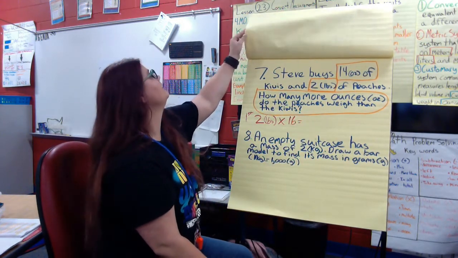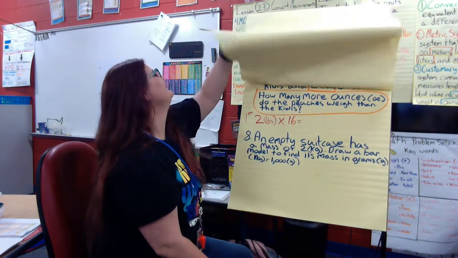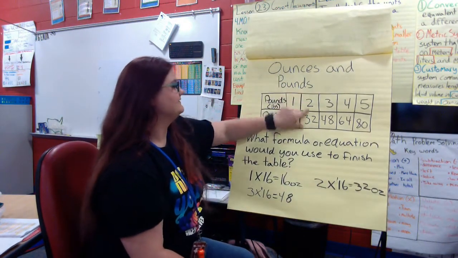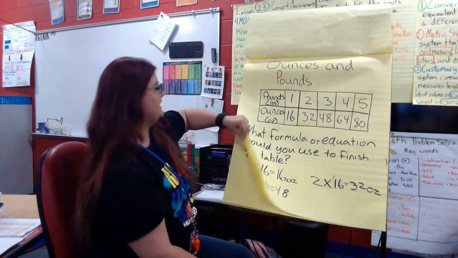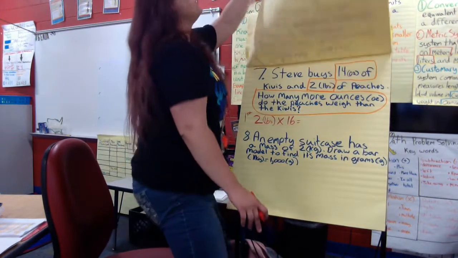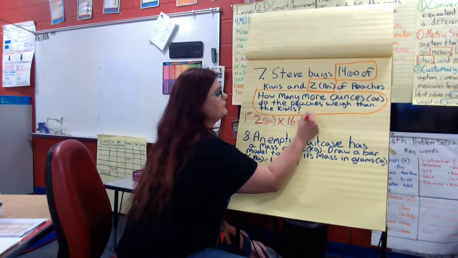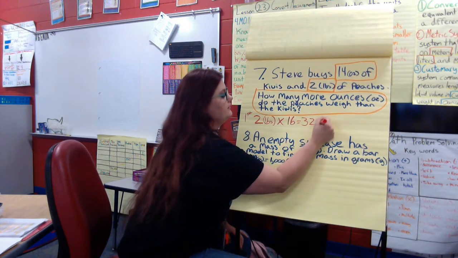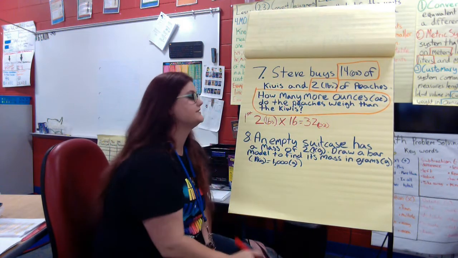Well, 2 times 16, or you could even look back at our conversion table. Let me see if I can find it. There we go. 2 pounds is the same as 32 ounces. So I didn't even really have to do any math, because I wrote my table down. Awesome. So we have 32 ounces. Now, that's our first step.